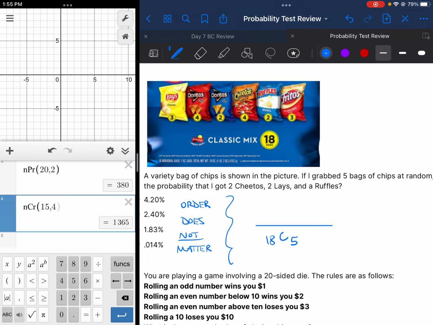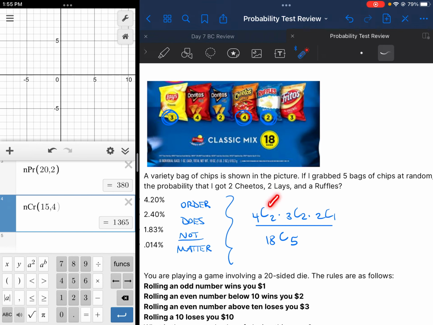Then in the top, we're going to look at specifically what we're trying to target. We're looking at 2 Cheetos here. Well, there's 4 Cheetos. See that right there. So of the 4 Cheetos, we're choosing 2. Of the 3 Lays, we want 2. So 3C2 for the Lays. And of the 2 Ruffles, we want 1. 2C1 for the Ruffles. This is how we set up all the different things we're trying to target here. We're specifically targeting, again, 2 Cheetos, 2 Lays, and a bag of Ruffles.